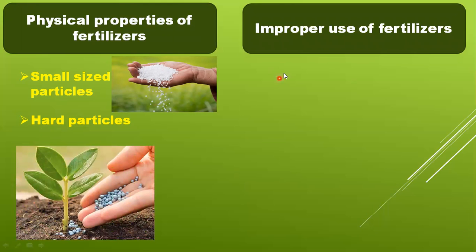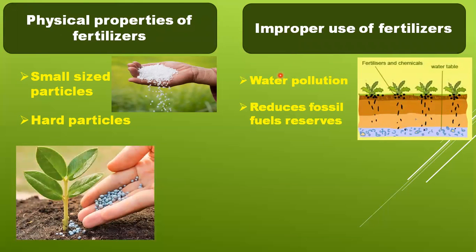Now come towards the improper use of fertilizers. If we are not using fertilizers in the required amount, then it will have a harmful impact on our environment. How? Now let us discuss. For example, if we are using fertilizers in excessive amounts, then what will happen? Our soil does not absorb these fertilizers, and they will drain into water bodies, from where they will cause water pollution.